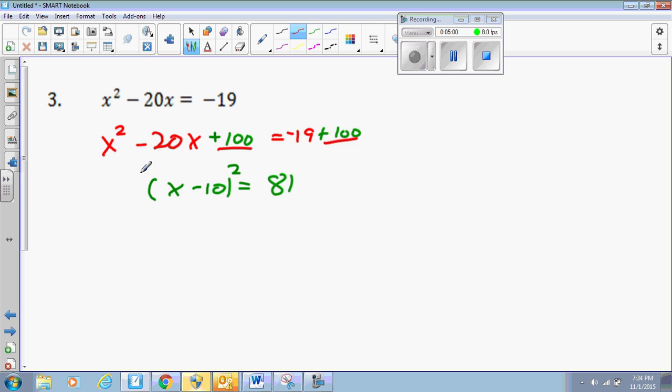Now when I take the square root of both sides, I have x minus 10 equals 9. What did I write? x minus 10 equals 9.